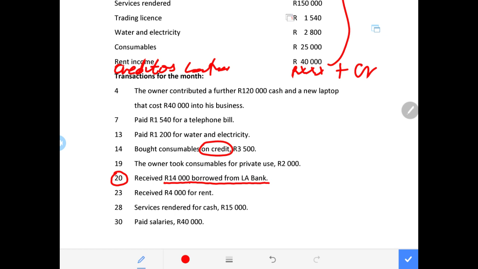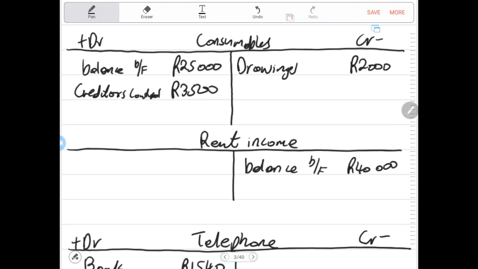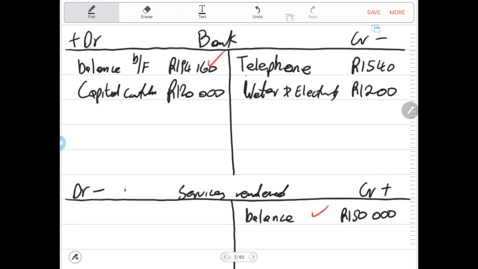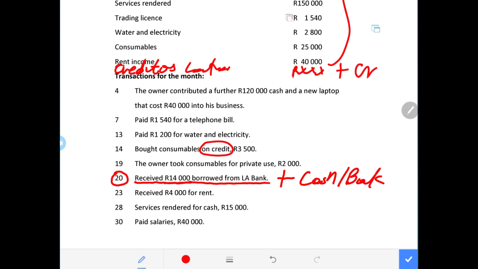If you receive money, guys, you receive money. So if we receive money, we are expecting a plus in our cash or a plus in our bank because we have received 14,000. Under our bank account, we need to say, here is our plus in our bank account. We received 14,000 rands. Where was this 14,000 coming from? It was a loan from a bank.